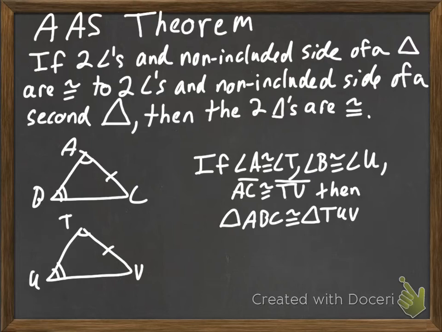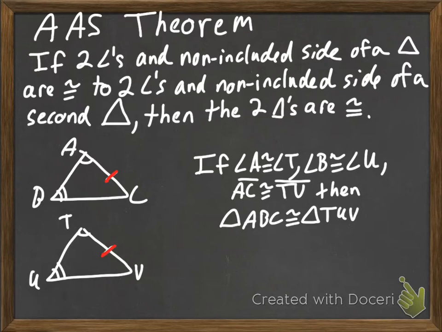This one's a little bit weird and it's kind of hard to see that it holds water, but it does. If two angles and the non-included side of a triangle are congruent to two angles and the non-included side of a second triangle, then the two triangles are congruent. Now that non-included side is very key. As you see in this picture, both of the non-included sides are across from the same angle that's congruent. That has to be the case.